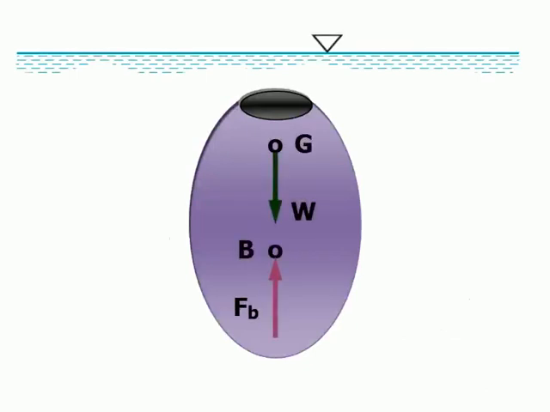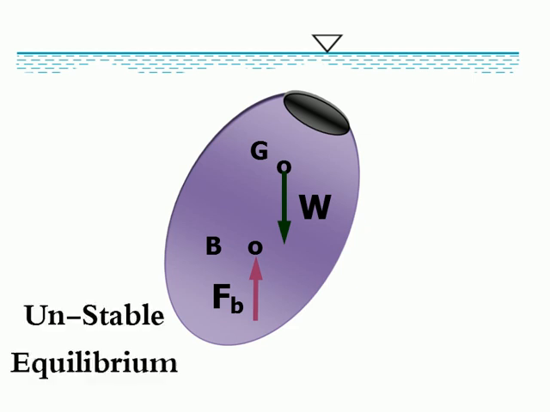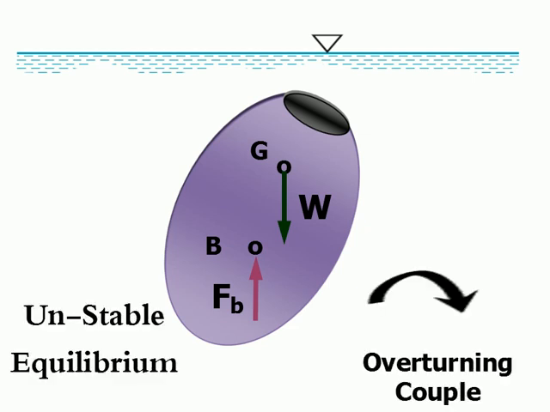However, if the center of gravity of the completely submerged body is above the center of buoyancy, the resulting couple formed by the weight and the buoyant force will cause the body to overturn and move to a new equilibrium position. Thus, a completely submerged body with its center of gravity above its center of buoyancy is in an unstable equilibrium position.